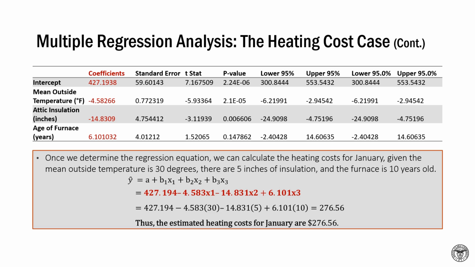The -14.831 indicates that for every 1 inch increase in insulation, we can expect the cost to heat the home to decline by $14.83 per month. Furthermore, for each additional year the furnace ages, we expect the cost to increase by $6.1 per month.